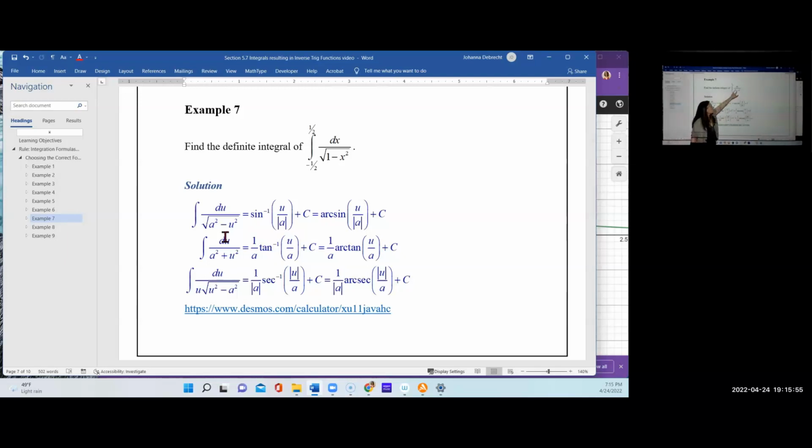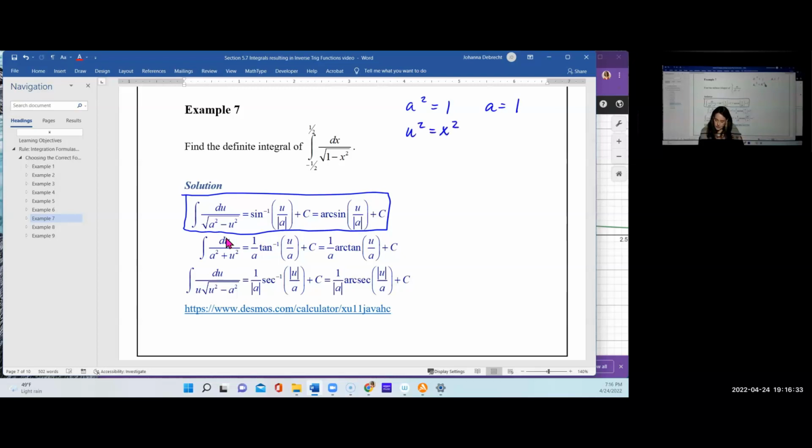When we look at it next, we want to see if it's constant minus variable term or variable term minus constant. Since it's constant minus variable term, it's got to be the first one, which involves arcsine as the antiderivative function. So we want to match the pattern of this first formula from the integration tables. Looking at the pieces, I know that a squared is equal to 1. So a, the principal root, is 1. I know that u squared is equal to x squared, so that u is equal to x as the principal root.